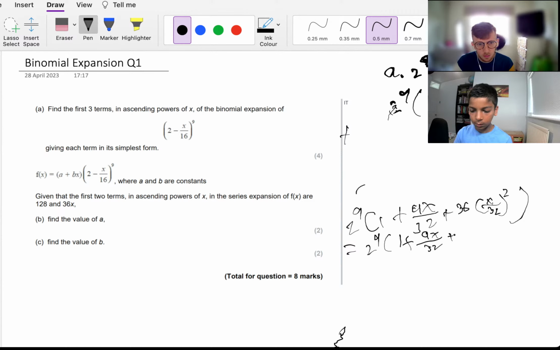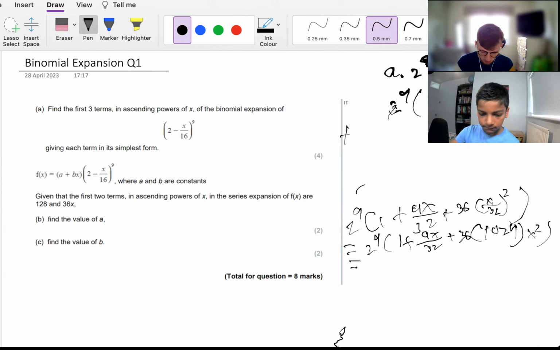Well, 32 squared is 1024. So that's 36. If we times that by 36, we'll just do 36 times x squared over 1024. Well, it'll be 36 over 1024.